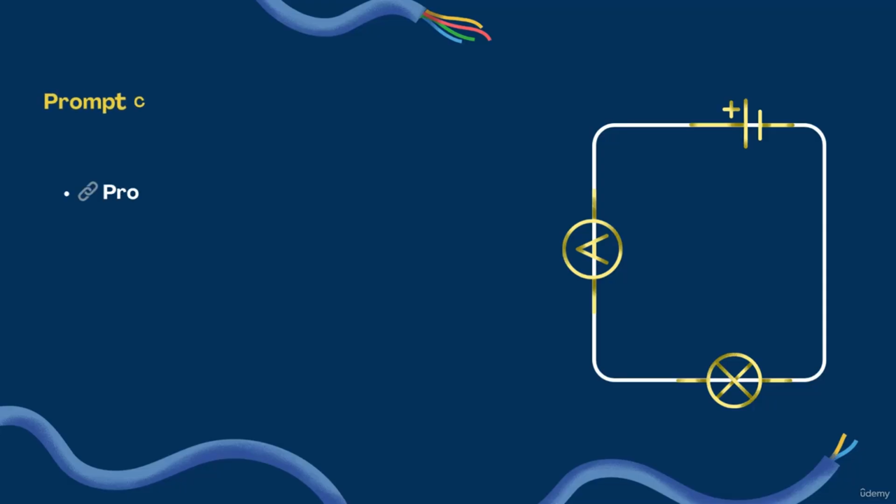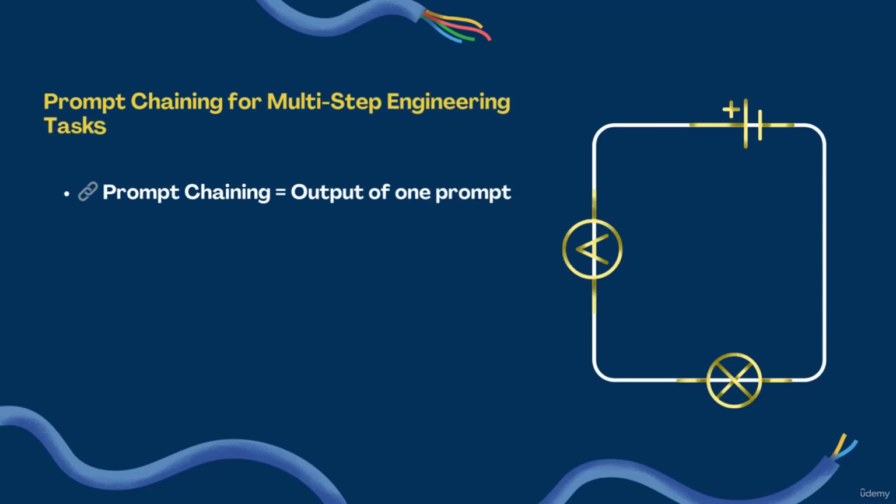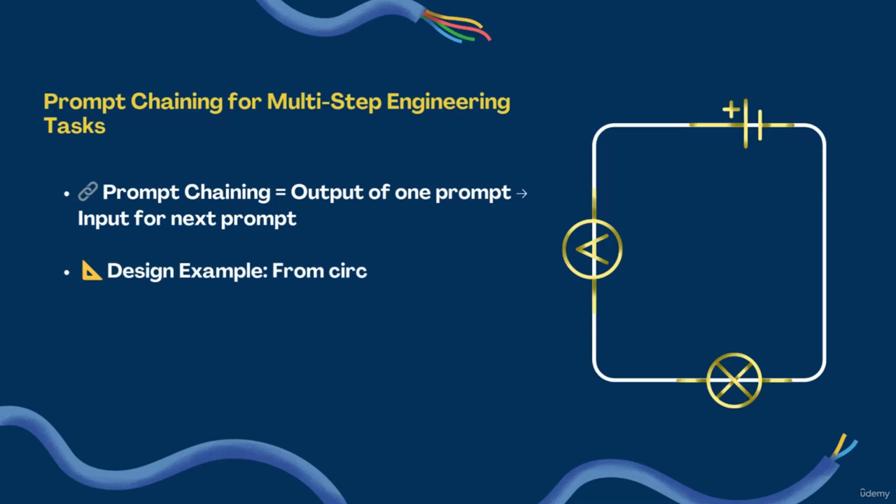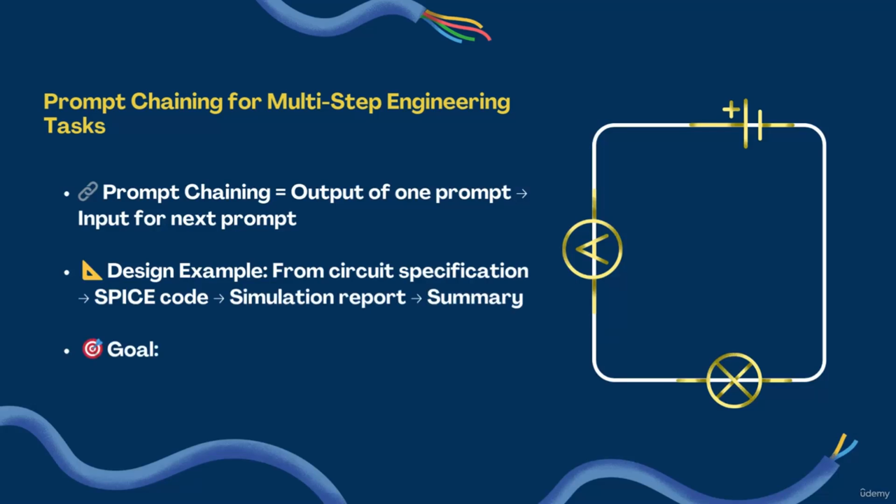Complex engineering tasks often cannot be completed with a single prompt. They require multiple steps, each building on the previous. This is where prompt chaining becomes essential. In electrical engineering, prompt chaining enables you to go from high level design specs to detailed code, simulation ready files, and even narrative reports by sequencing several focused prompts.